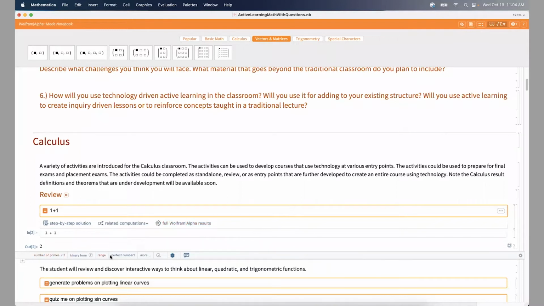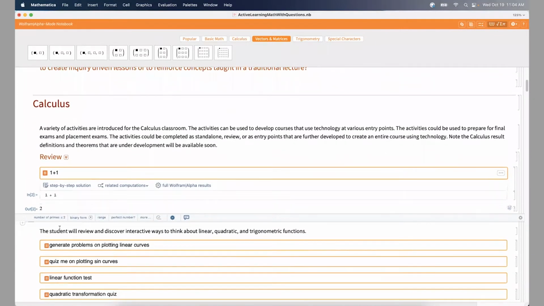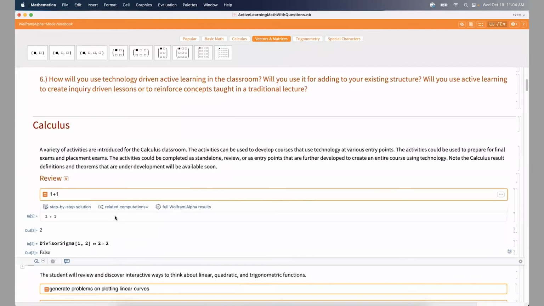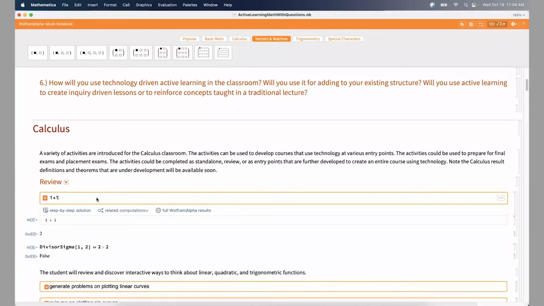Notice here we have the suggestions bar, and you can use this to provide further information and explore from there. For instance, we could get information on, is this a perfect number? And so on and so forth. If you're not familiar with Wolfram Alpha Notebook Edition, this is what we're looking at right now, and we can get all this information and then start exploring.